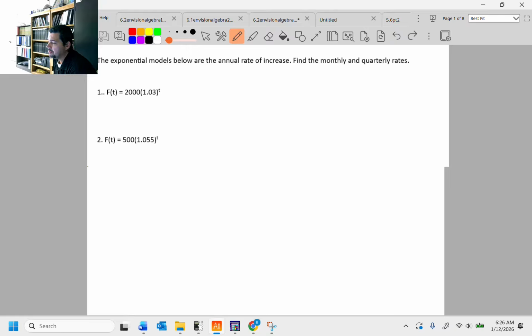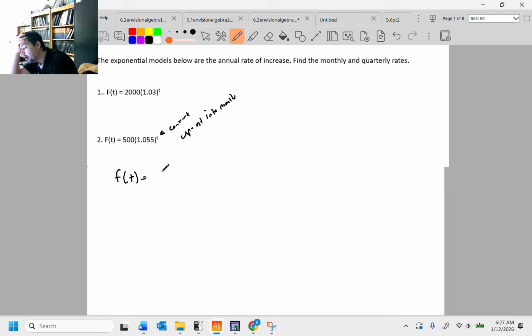The exponential models below are the annual rate of increase. Find the monthly and quarterly rates. So hopefully you know there's 12 months in a year. So what we're going to do is convert the exponent into months. And that's really as simple as realizing that there's 12 months per year. So we're going to put that t over 12.